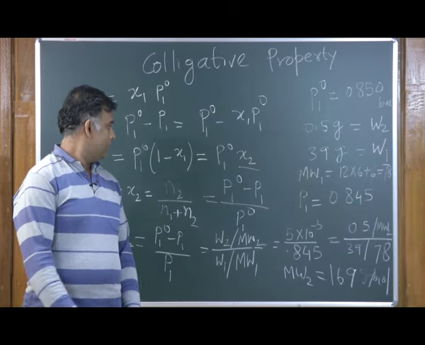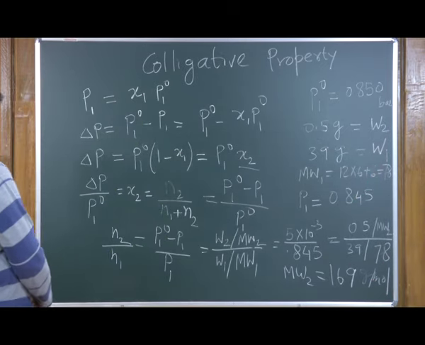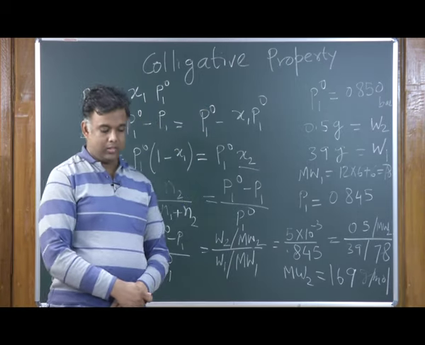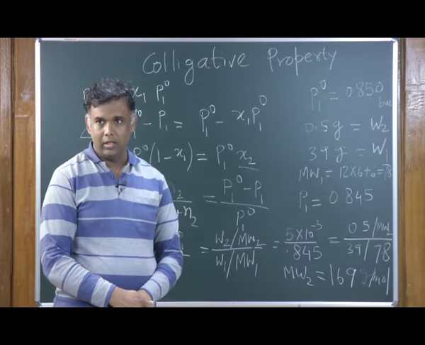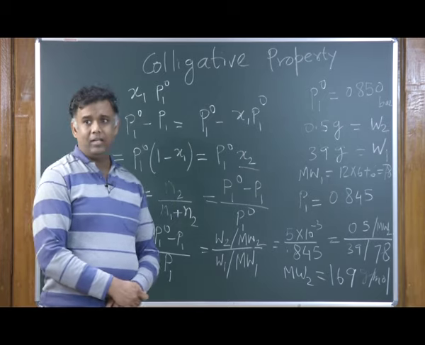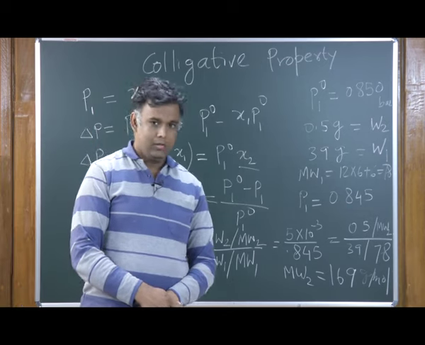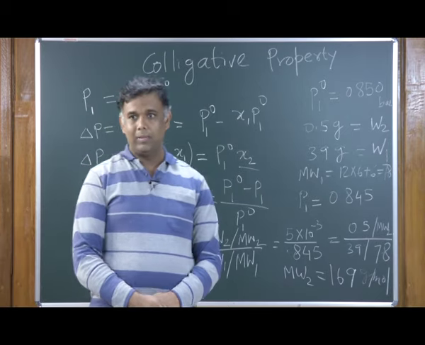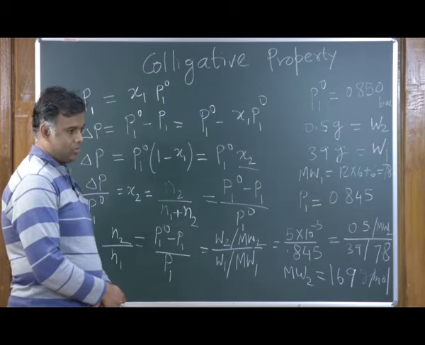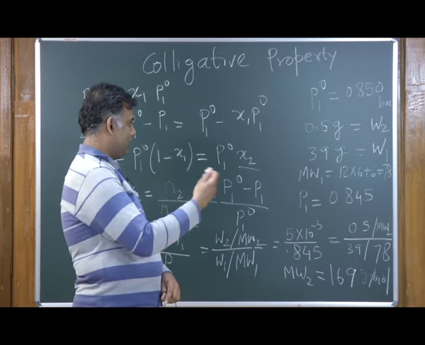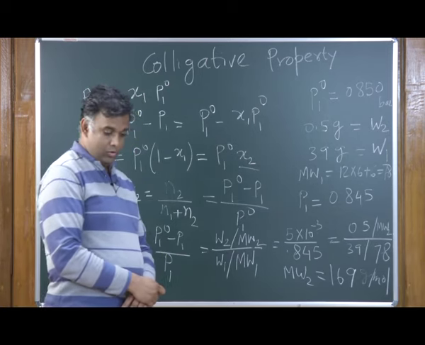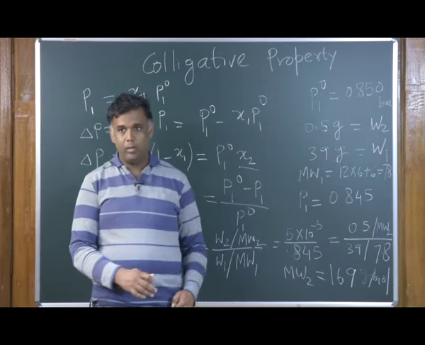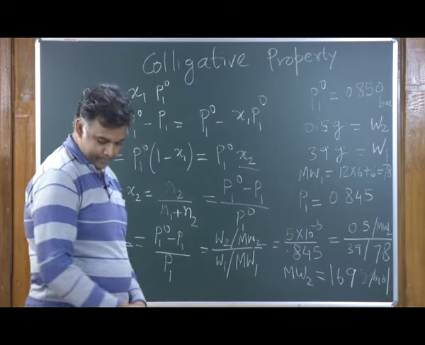So, we have used this lowering in the vapor pressure to calculate the molecular weight of an unknown solute. If we have some unknown pure compound and we want to know what it is, and if we can find a known solvent in which it can dissolve, we just dissolve some known amount of this unknown solute in this solvent. And if we can calculate the vapor pressure, we can know the molecular weight, and the molecular weight may give you some information about what this compound might be.